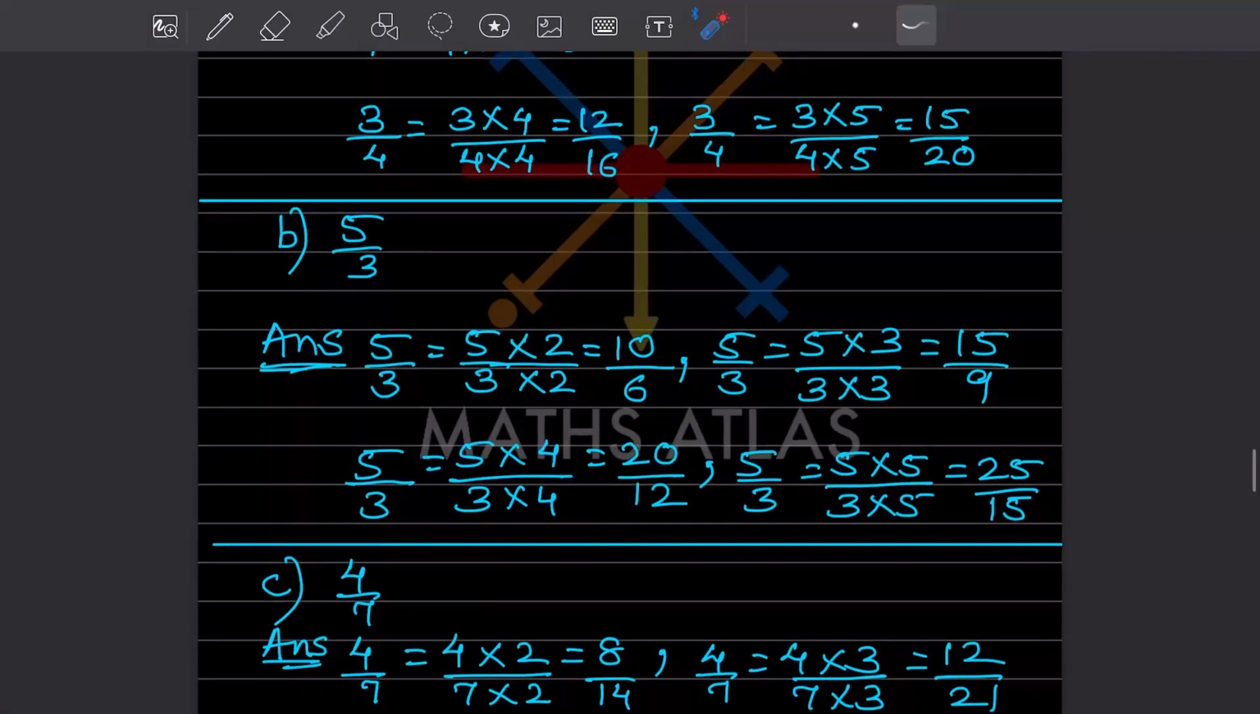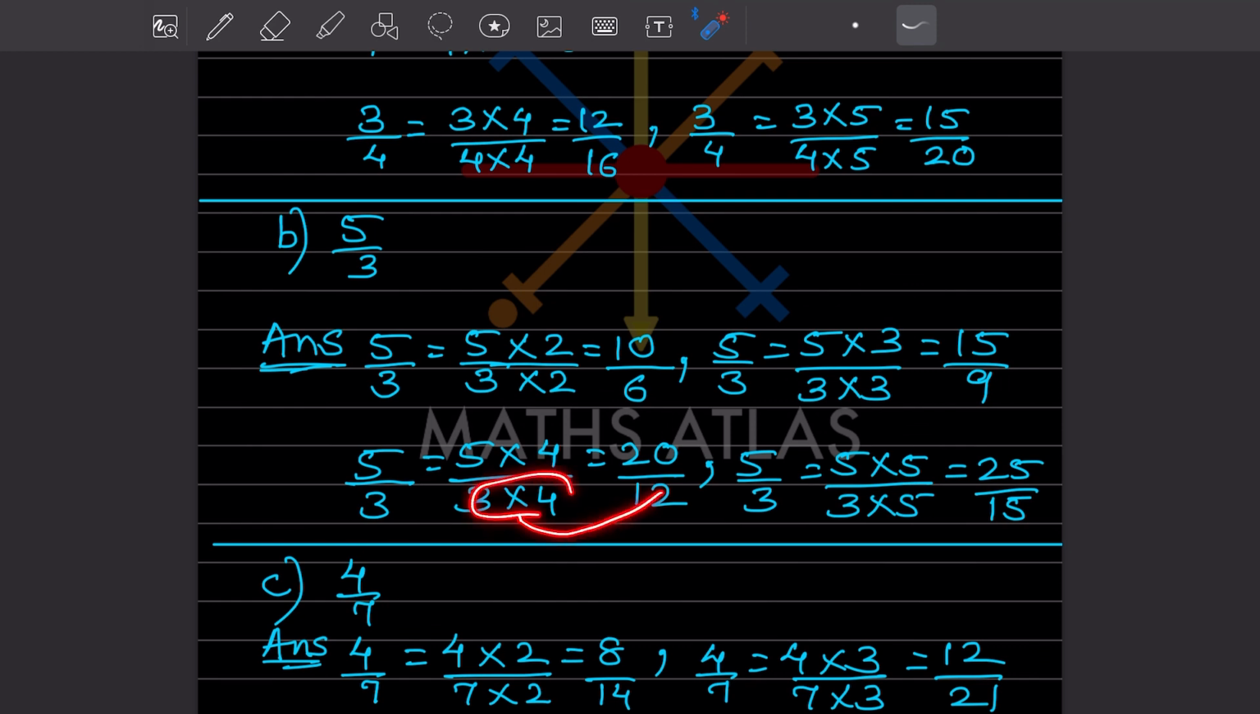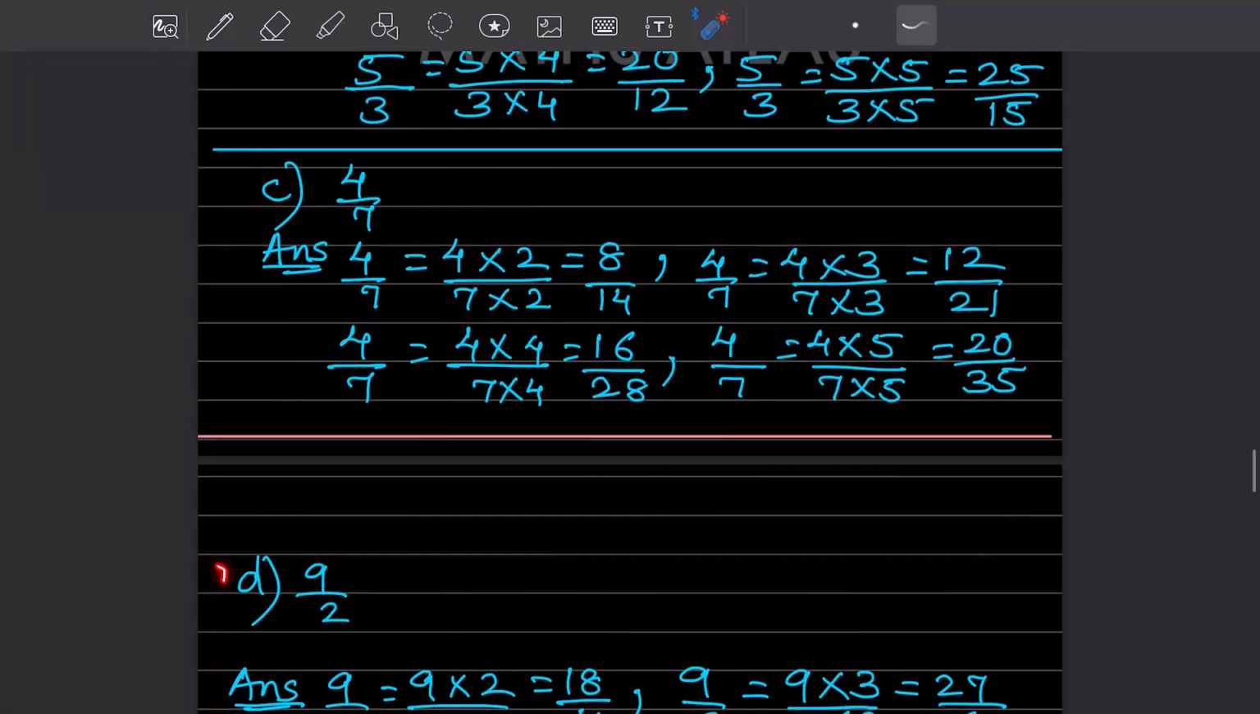The next problem is the same. See here, 5 by 3 is given. You have to find 4 equivalent fractions. This 5 by 3 is multiplied by 2, both the numerator as well as the denominator. What do you get? 10 and 6. Multiply by 3: 15, 9. Multiply by 4: 20, 12. Multiply by 5: 25 and 15. This is actually very easy. You can do this problem and this one, multiplying by 2, 3, 4 and 5 because we want 4 equivalent fractions.